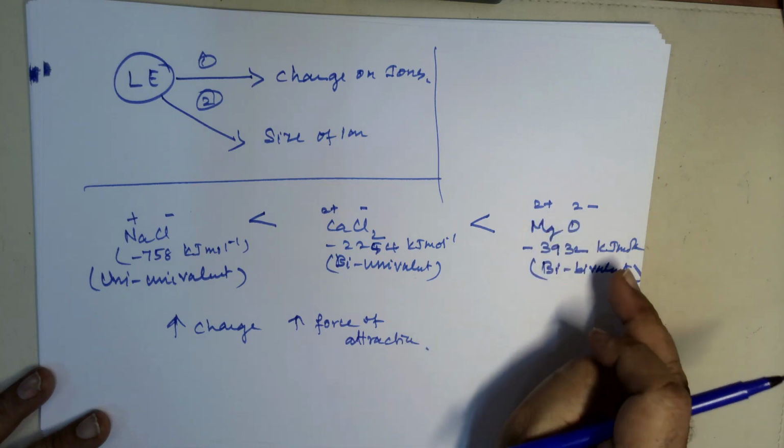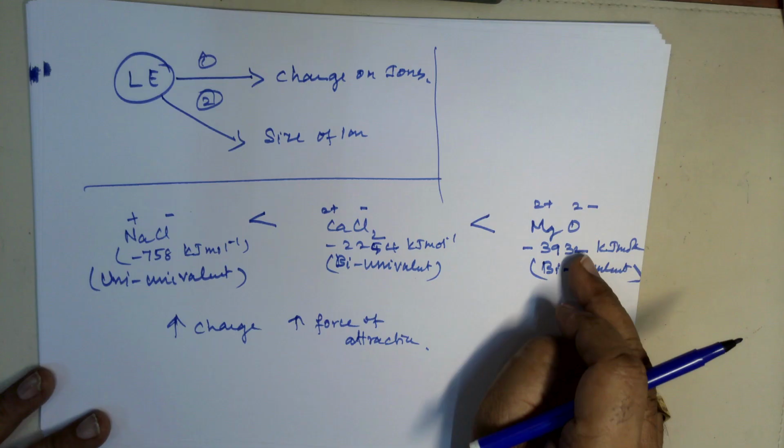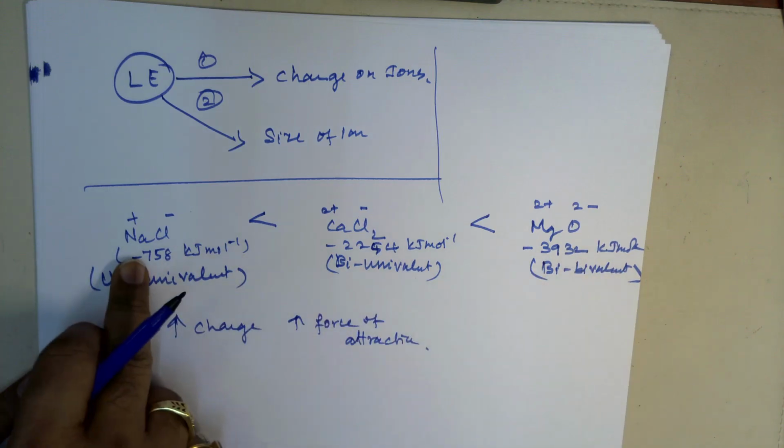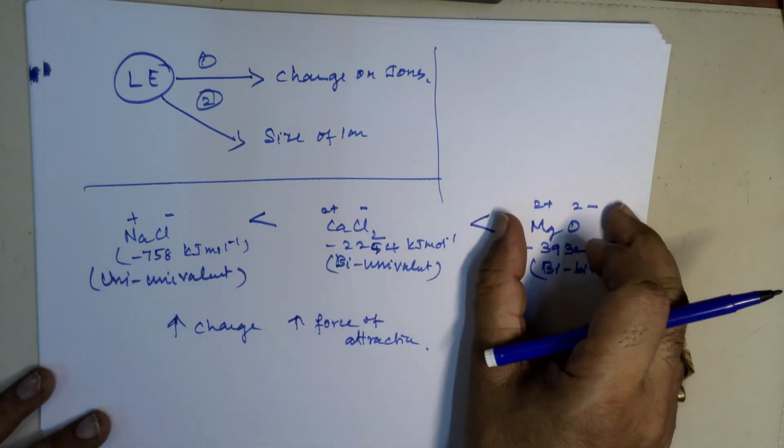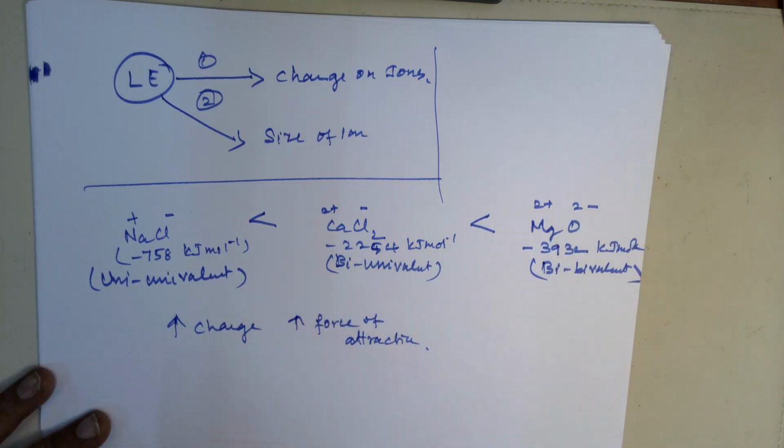For example, here, what is the lattice energy? 3932. It is huge compared to 758. Why? Because both of them have higher charges. So higher the charge, greater is the force of attraction. So you need more effort to break it.